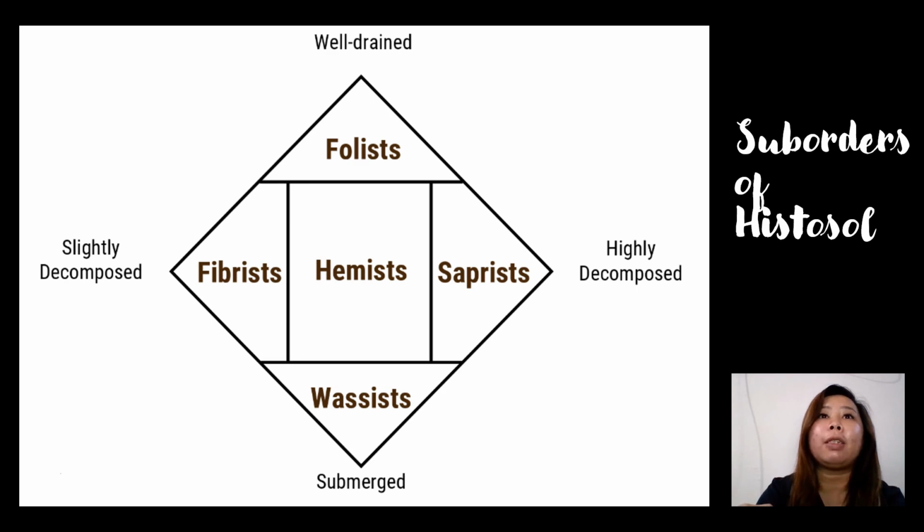And then we have the wassists. Wassists are subaqueous soils and have a positive water potential at the soil surface for 90% of each day. So wassists is the only subaqueous soil in these five suborders of histosols. And then comparing saprists with hemists and fibrists, from the word sapric meaning highly decomposed, saprists are wet soils and contain well decomposed organic materials.